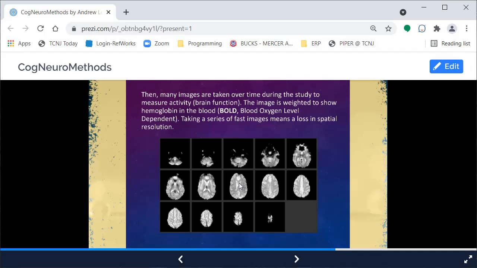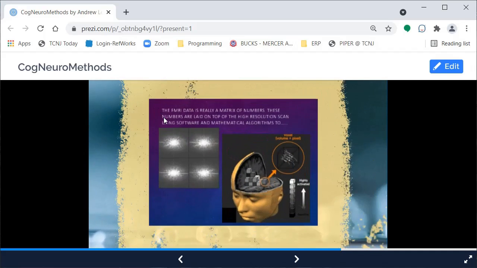Now, the image will be weighted to show hemoglobin in the blood. This is something called the BOLD signal. You'll see this term used a lot, so I want you to know what it means: blood oxygen level dependent. Oxygenated hemoglobin has different magnetic properties than deoxygenated hemoglobin. So that means we can pick up oxygenated blood. And again, like the PET scan, it gives us an indication of activity by looking at oxygenated blood and where it moves in the brain.